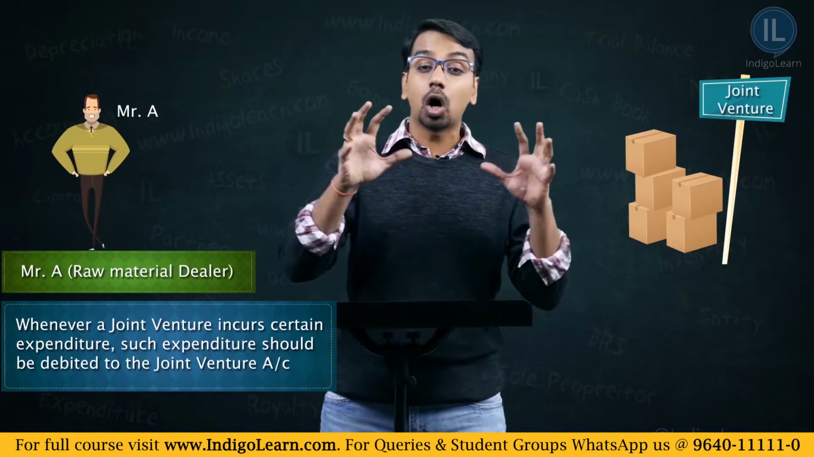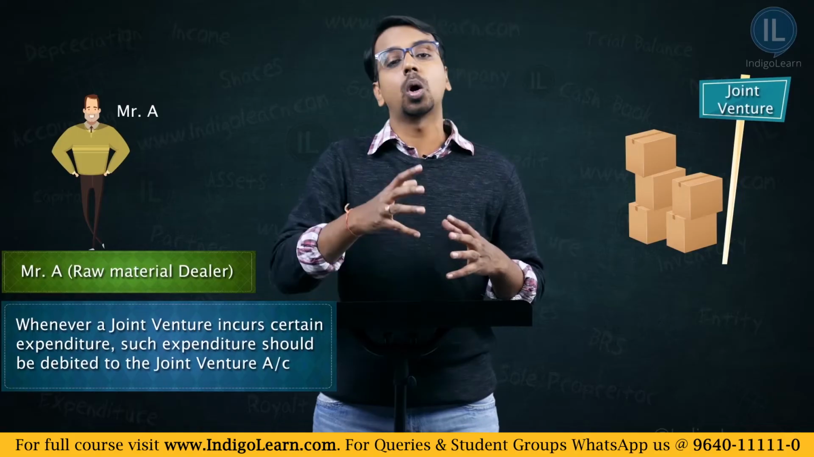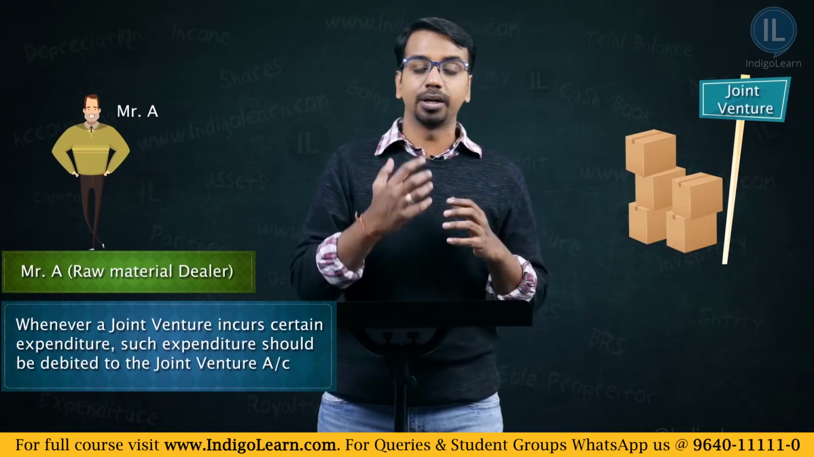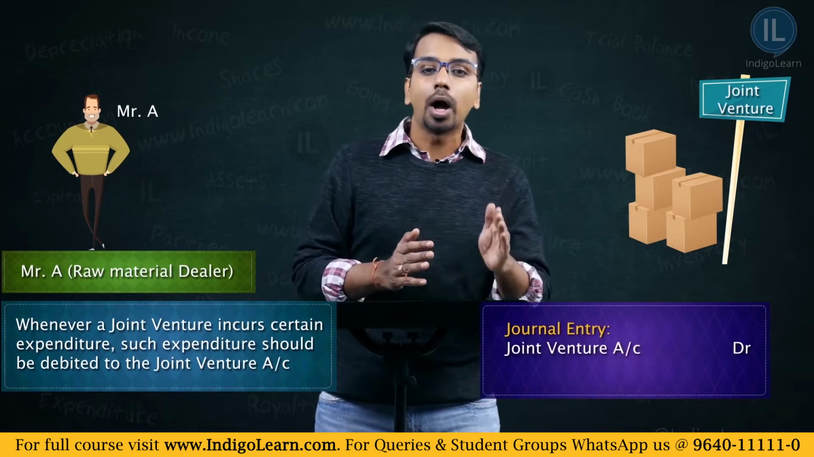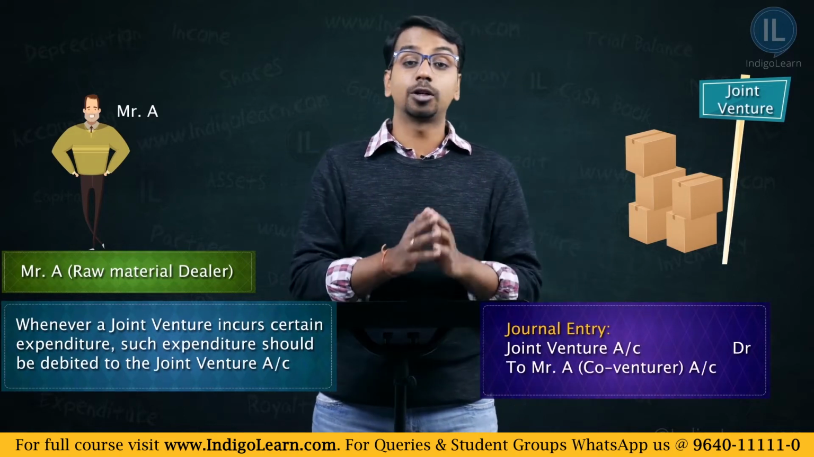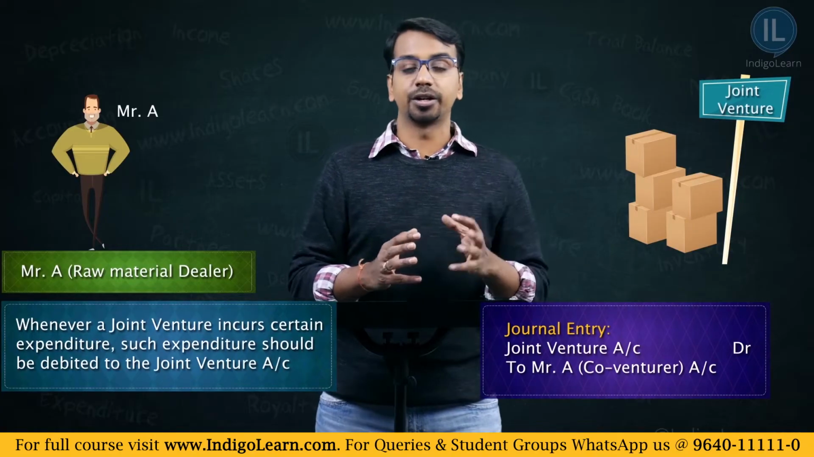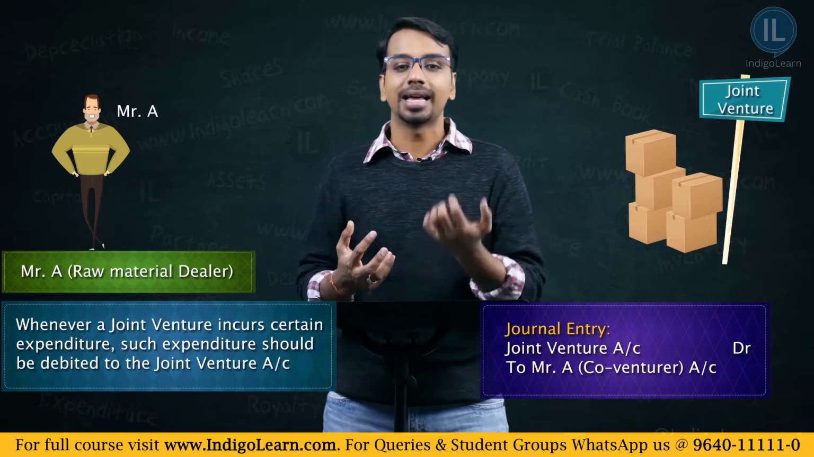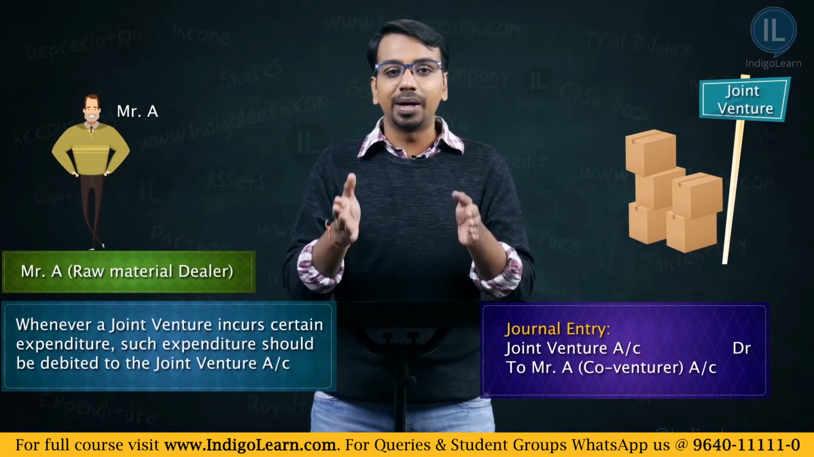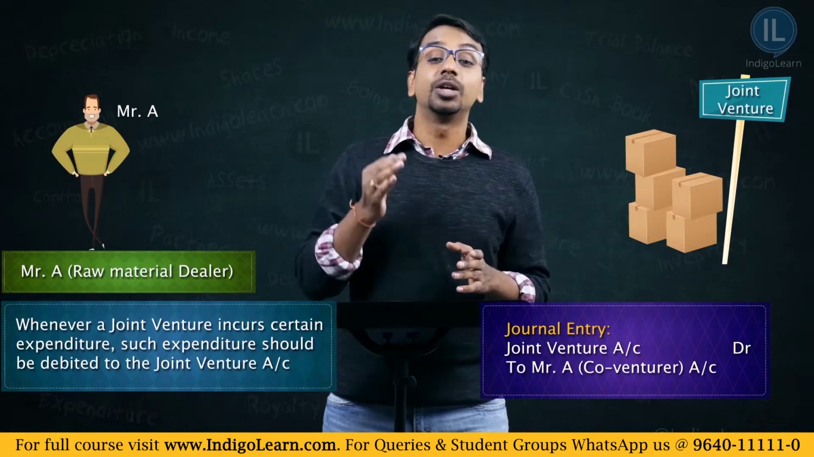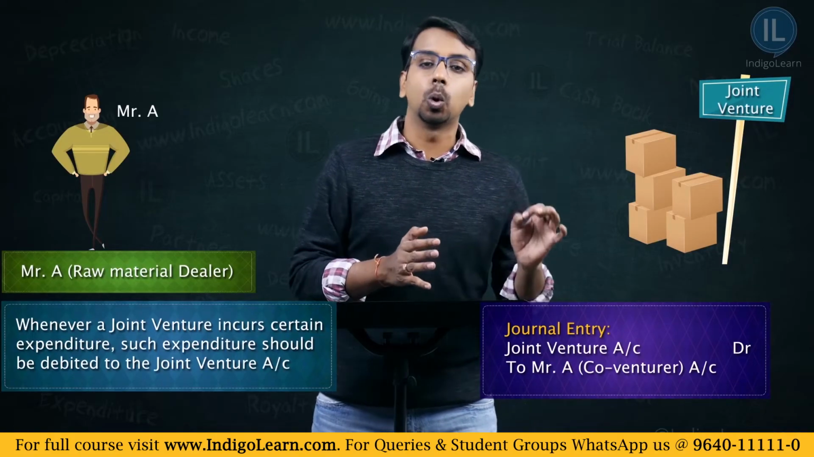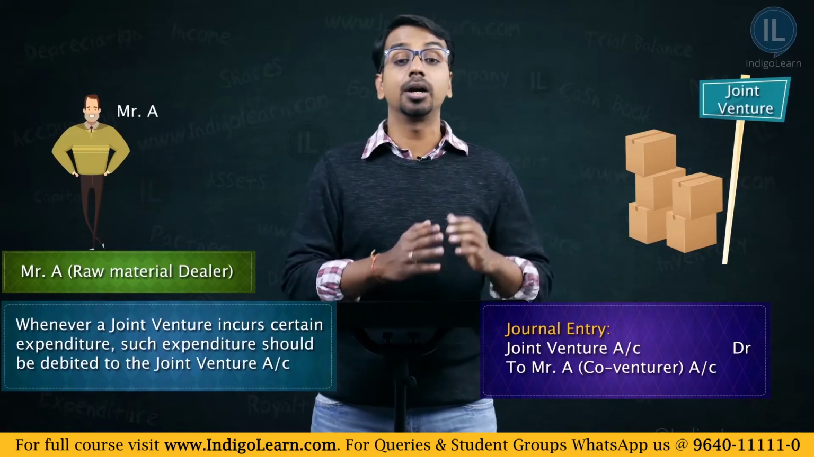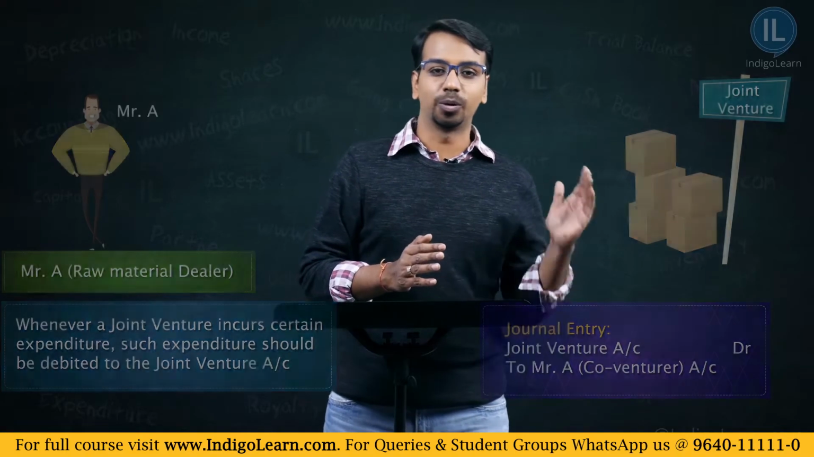It acts as a consolidated nominal account which will capture all the expenses, all the income. So whenever Mr. A supplies certain raw materials, you will debit that to the joint venture account. You will credit that to Mr. A, who is the co-venturer. So whenever a co-venturer supplies any material, supplies any assets to the joint venture account, you will debit that item to joint venture and you will credit the corresponding co-venturer account. So joint venture account debit with all the expenses that has been incurred to co-venturer account.